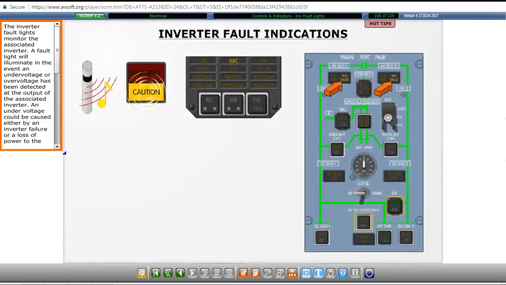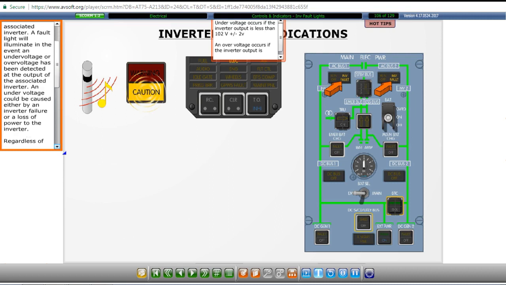The inverter fault lights monitor the associated inverter. A fault light will illuminate in the event an undervoltage or overvoltage has been detected at the output of the associated inverter. An undervoltage could be caused either by an inverter failure or a loss of power to the inverter. Regardless of the cause, the illumination of the fault light will result in a single chime. Both master caution lights will flash, and the electric light illuminates on the crew alerting panel.